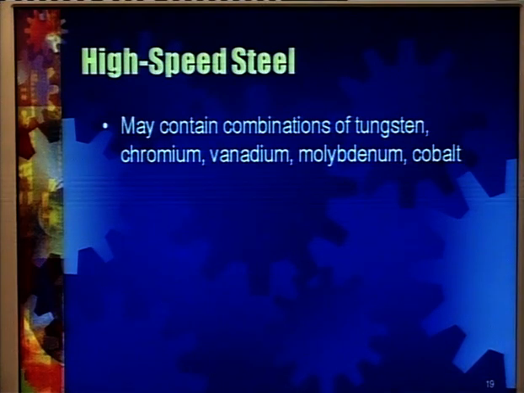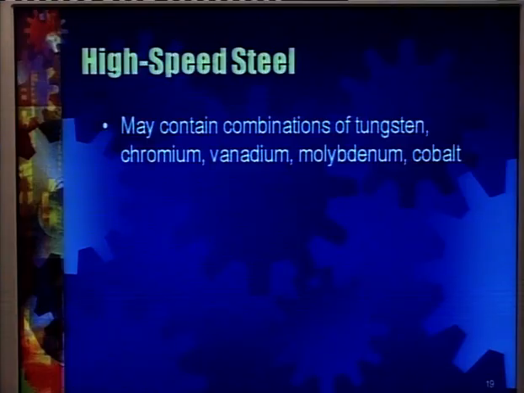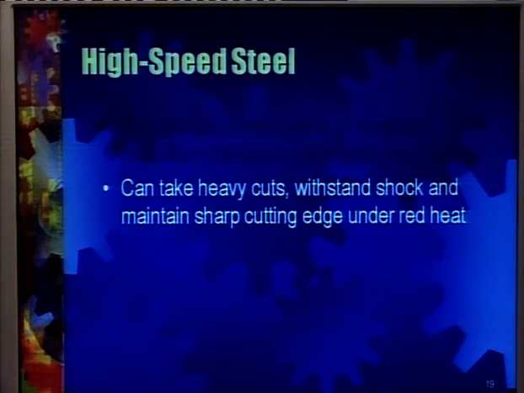They contain a combination of tungsten, chromium, vanadium, molybdenum and cobalt. It can take heavy cuts, withstand shocks and maintain a sharp cutting edge under a red heat. It means that the material has sufficient red hot properties, meaning at elevated temperatures it is able to maintain its edges, and secondly it also has sufficient toughness.